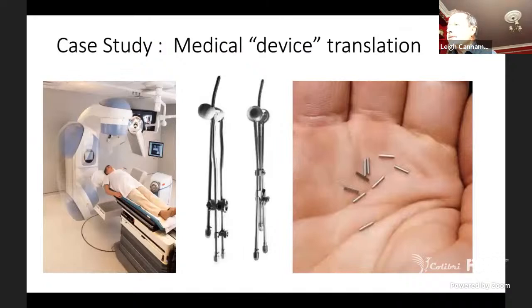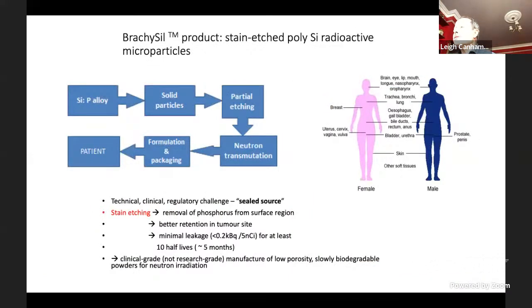So brachytherapy, which is the first one we'll look at, is highly targeted radiotherapy. A conventional brachytherapy seed is radioactive material in a titanium box. So it's sealed in biocompatible metal, and the surgeon implants it into the tumor, and you only irradiate the tumor. So very targeted radiotherapy.